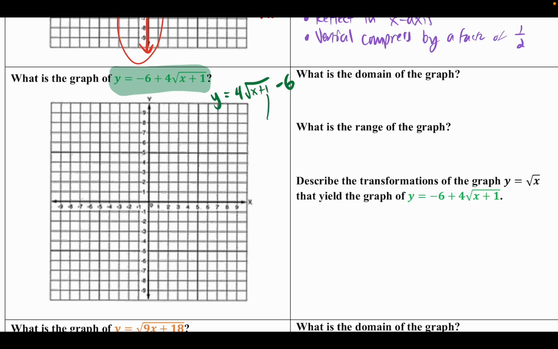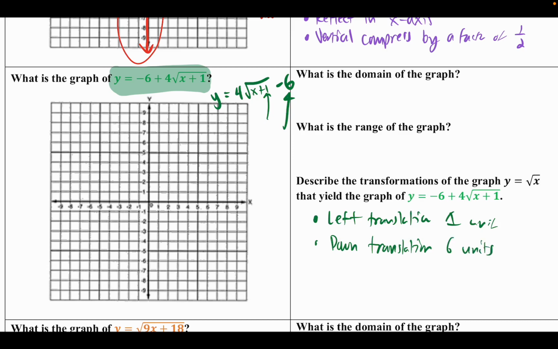What's going to happen with this graph is because there's a plus 1 inside of the root, we're going to have a left translation of the graph by 1 unit. And then because we're also subtracting 6, that's going to be a vertical translation downwards, by an amount of 6 units. And then finally, there's also a 4 times it in front. Since 4 is bigger than 1, that's going to result in a vertical stretch of the graph by a factor of 4.